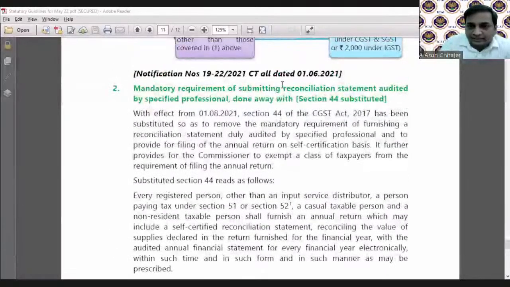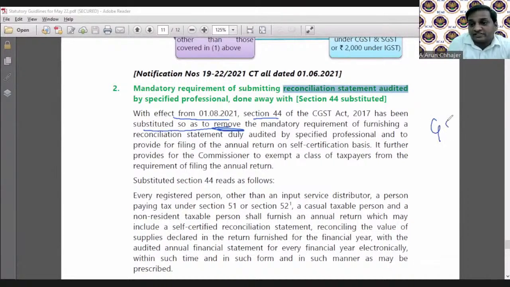Mandatory requirement of submitting the audited reconciliation statement is done away with. So with effect from 1st August 2021, section 44 has been substituted so as to remove the mandatory requirement of GST audit. Earlier there was a requirement that the GST audit should be signed by a chartered accountant or practicing cost accountant if aggregate turnover exceeded 2 crore. That requirement has been done away with. Instead of the audit by a professional, now it can be self-certified.